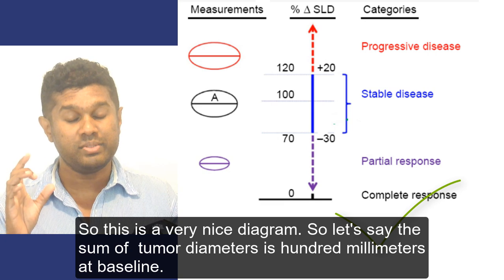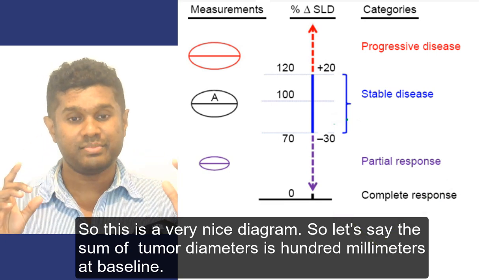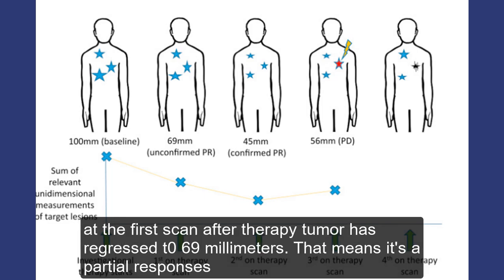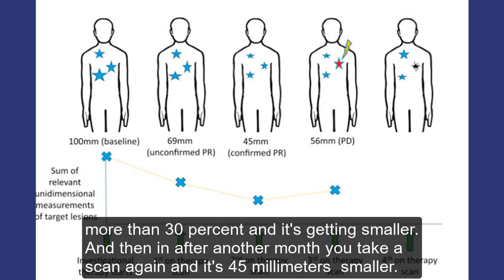So let's say the sum of tumor diameters is 100 millimeters at baseline, and at the first scan after therapy, right, after a month, it has regressed to 68 millimeters. That means it's confirmed partial response. It's more than 30% smaller.